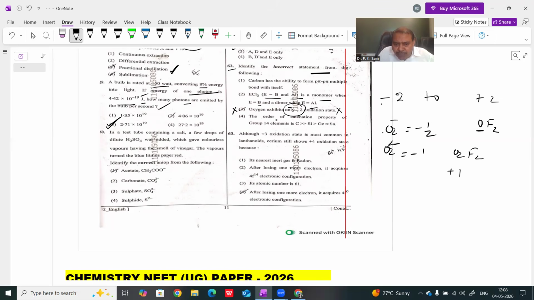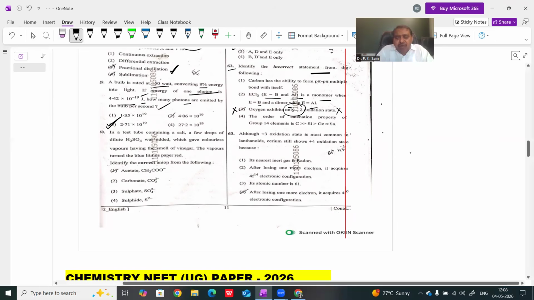The catenation property of group 14 decreases down the group. It is a correct statement because catenation power means the bond formation tendency of an element with itself, and it depends upon bond strength. We know that when we go down the group, the size of the element increases in the carbon family, and when the size increases, overlapping is poor, and hence bond enthalpy decreases, which means their catenation power decreases.